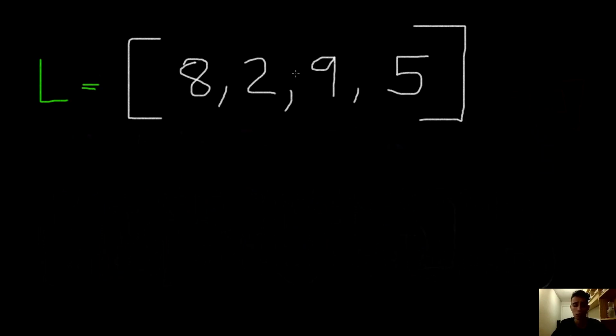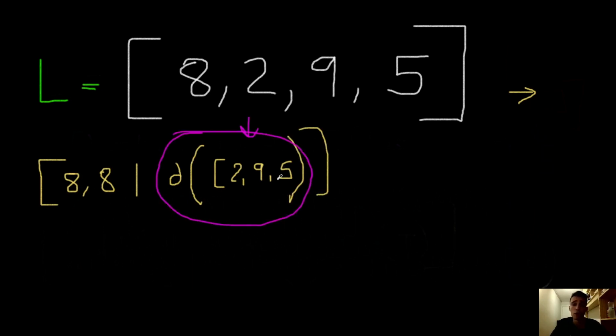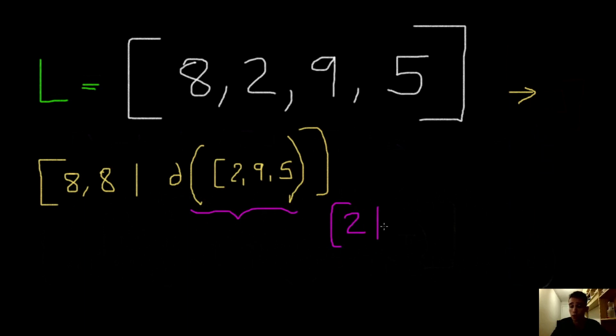So let's see how this algorithm is going to work with this example list. At the very beginning, 8 is the head of the list, and the tail is this list in here, 2, 9, and 5. So what we are going to return is the duplicated first element, which is 8, 8. And here the tail is going to be the application, again, of the function duplicate, let's just call it d, of this tail here, which is 2, 9, and 5. So now here, this is the application of this same function duplicate. In this case, I have the list 2, 9, 5. I can express this list as 2, where 2 is the head of the list, the first element, and the tail is going to be the list 9, 5, right?